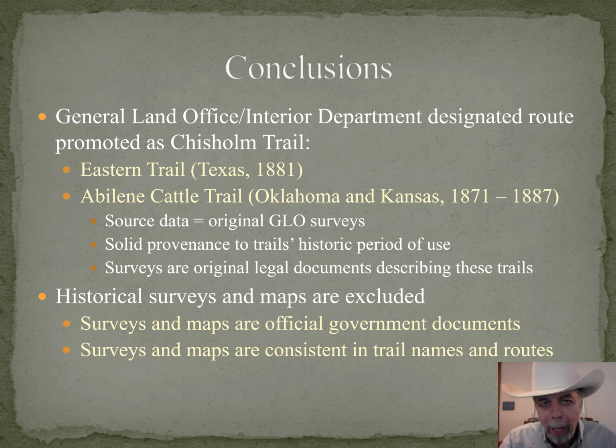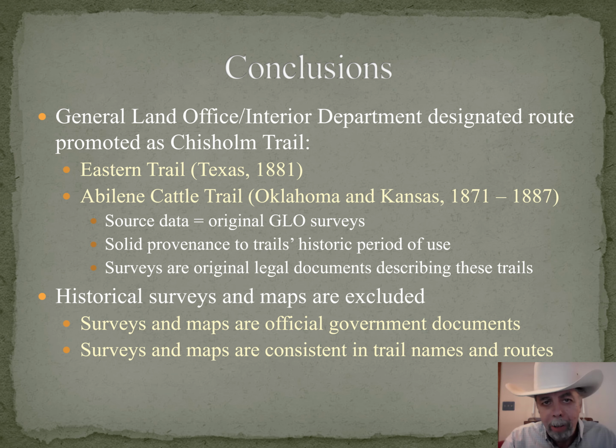We can conclude based on evidence that the General Land Office, the Interior Department, or both already designated the trail route past Red River Station that is represented and promoted as the Chisholm Trail. This was designated as the Eastern Trail in Texas in 1881, the Abilene Trail or the Abilene Cattle Trail in Oklahoma and Kansas from 1871 through 1887. These surveys and maps have solid provenance to the trail's historic period of use.